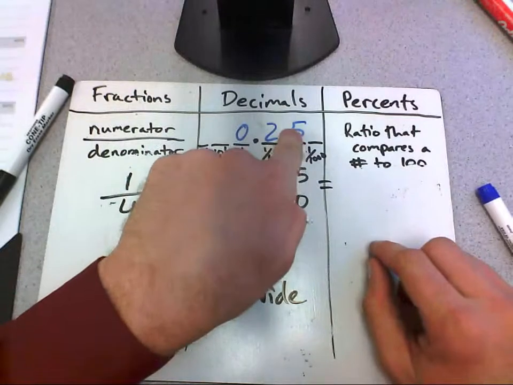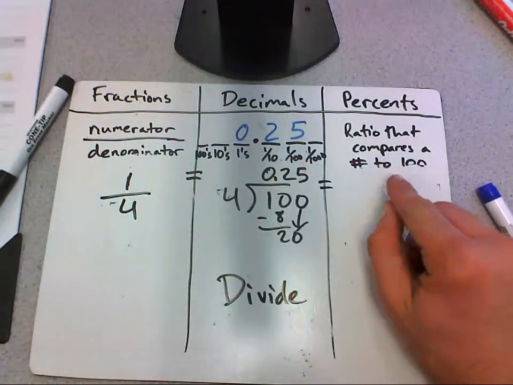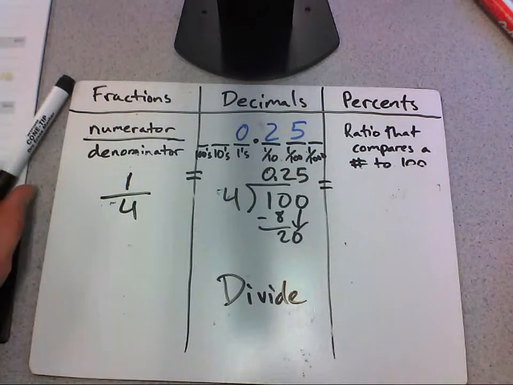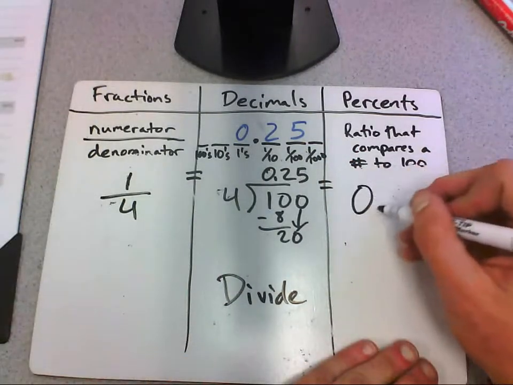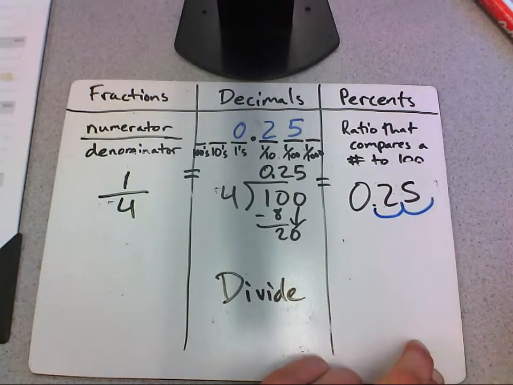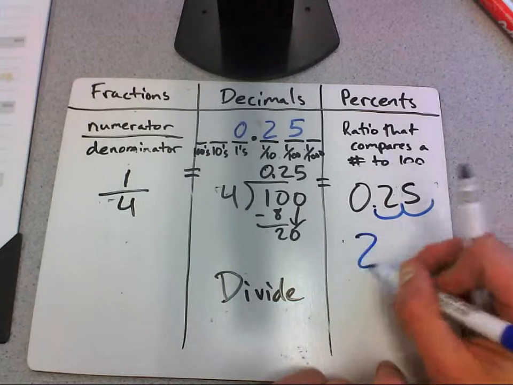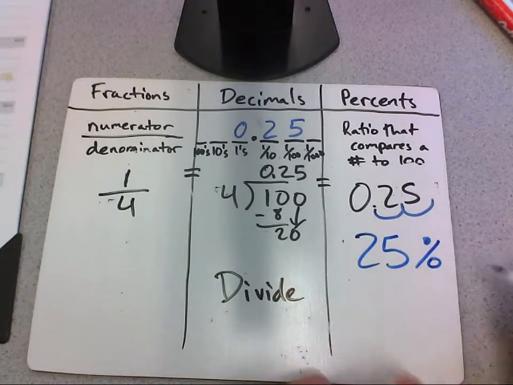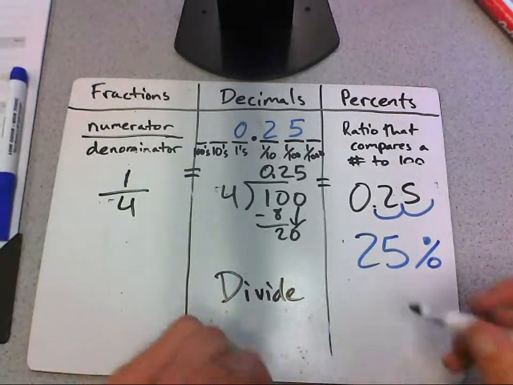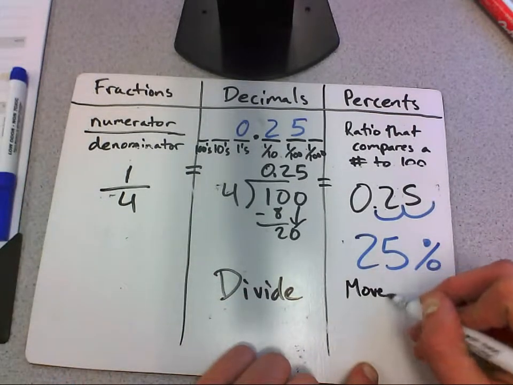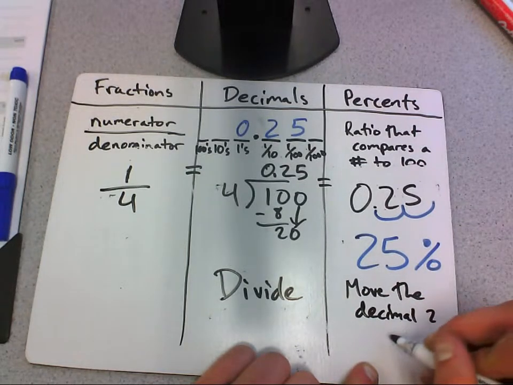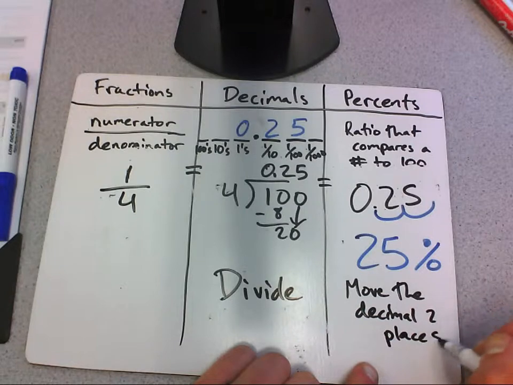This represents 25 hundredths. Oh hey, our ratio that compares our number to 100. 0.25, we move that decimal place over to the hundreds column and we get 25%. The easiest way I can even say it is just move the decimal 2 places.